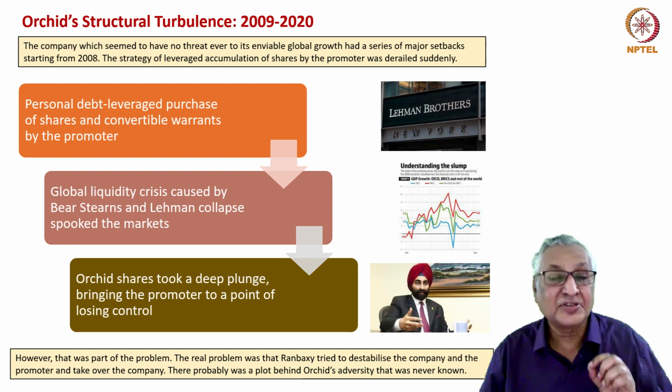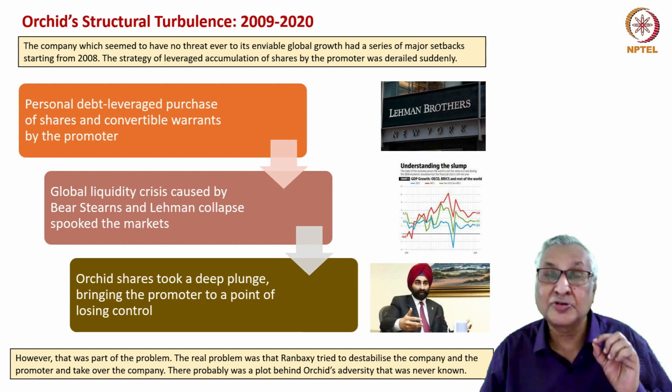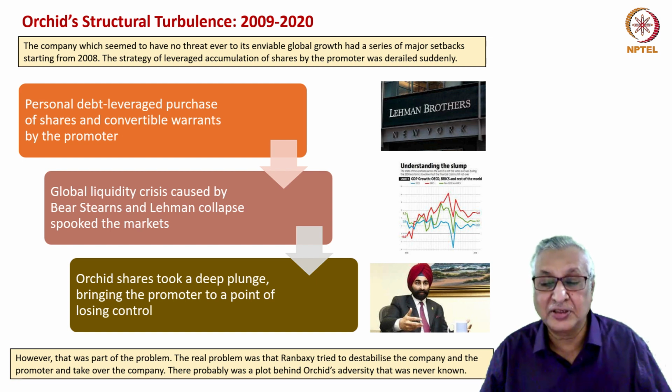Global liquidity crisis caused by Bear Stearns and Lehman collapse spooked the markets. Orchid shares took a deep plunge, bringing the promoter to a point of losing control. However, that was only part of the problem. The real problem was that Ranbaxy, a leading Indian pharmaceutical company, tried to destabilize the company and the promoter and take over the company. There probably was a plot behind Orchid's adversity that was never known.